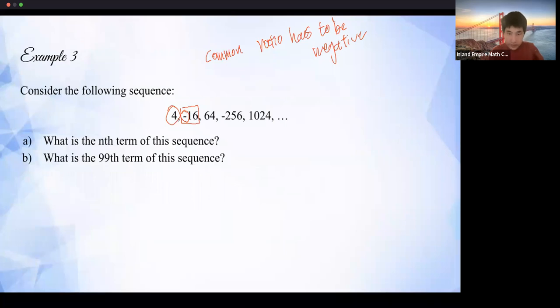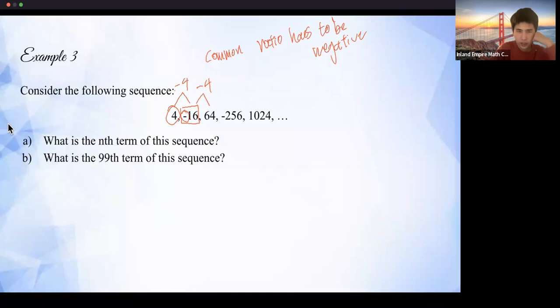It's negative 4, and that is in fact correct, because you times 4 by negative 4 to get negative 16. You times negative 16 by negative 4 to get 64, and so on and so forth. So for this one, the common ratio is in fact negative 4.